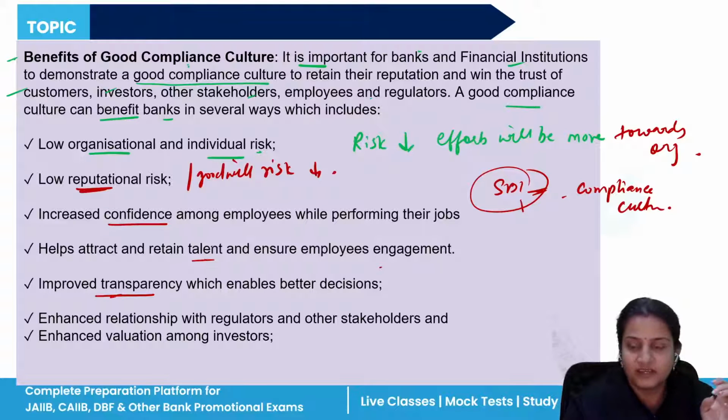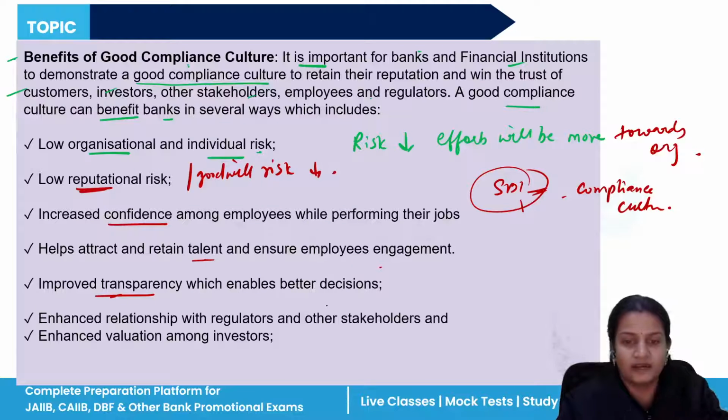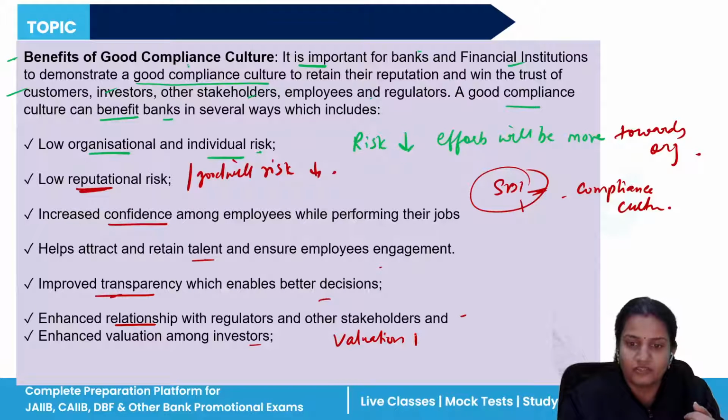Improved transparency. The transparency will also improve. Information and data integrity has to be maintained, and customer integrity is maintained here. It enables better decisions. A good relationship will be there between the customers, stakeholders, and regulators, and different investors will come into your business. They will invest so that your business may get a good valuation. The valuation will always be high if you have a good reputation and a good compliance culture in your institution, in your organization.